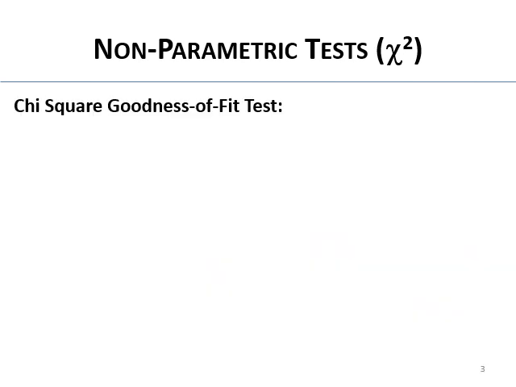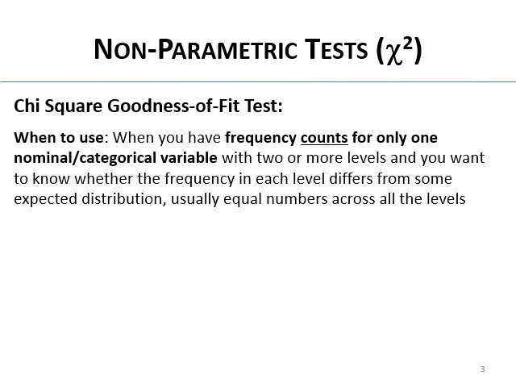So let's talk about the first one. The first one is called the Chi-Square Goodness of Fit test, and that symbol up top is chi-square, by the way, the X looking thing. So use the chi-square goodness of fit test when you have frequency counts for only one nominal or categorical variable. Can also be an ordinal variable as long as it's the IV. And then you have 2 or more levels, and you want to know whether the frequency in each level differs from some expected distribution. Usually what you want to know is this: are the counts equally distributed across the categories of this nominal or categorical variable?